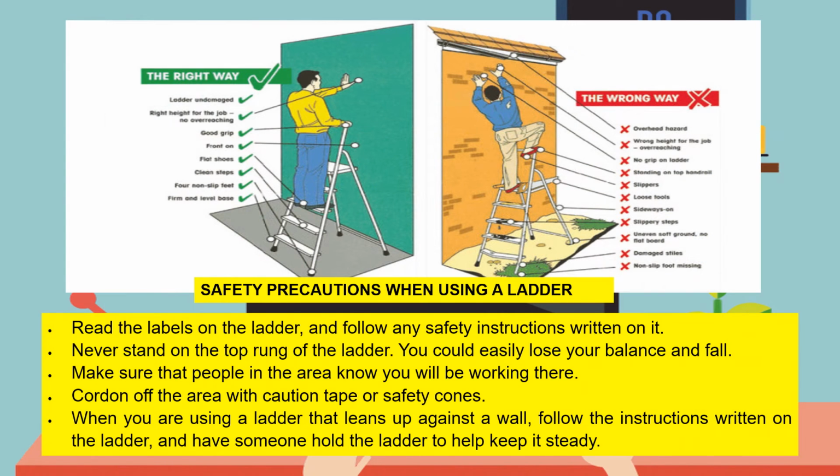Safety precautions when using a ladder. Read the labels on the ladder and follow any safety instructions written on it. Never stand on the top rung of the ladder. You could easily lose your balance and fall. Make sure that people in the area know you'll be working there. Cordon off the area with caution tape or safety cones. When you are using a ladder that leans up against a wall, follow the instructions written on the ladder and have someone hold the ladder to help keep it steady.